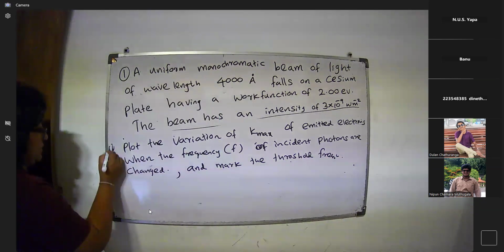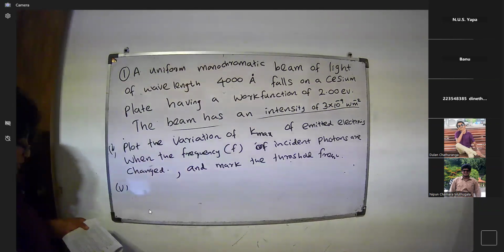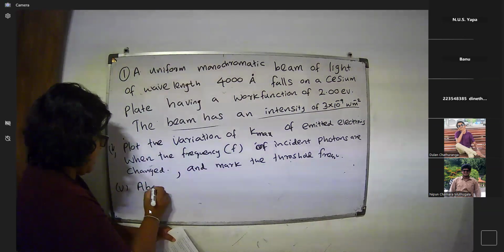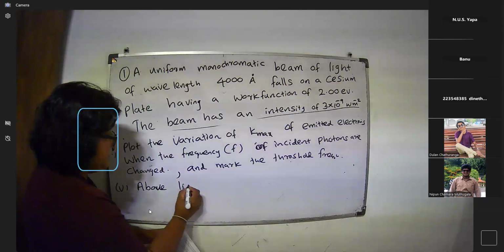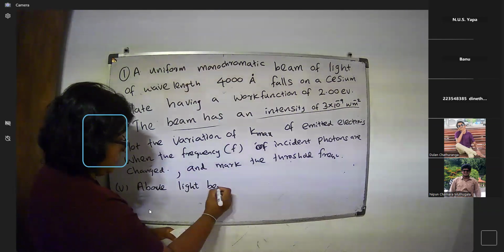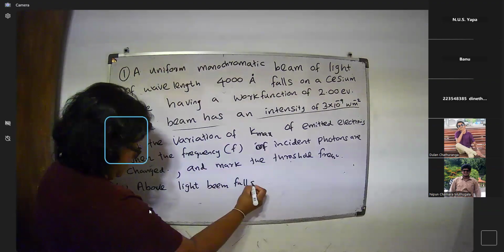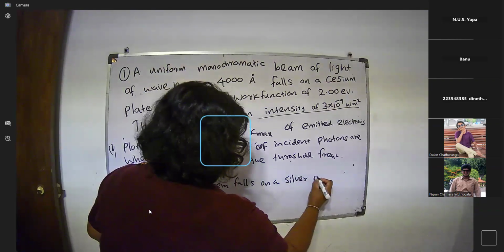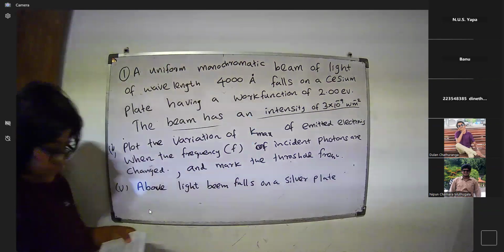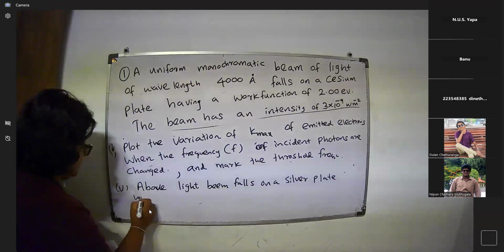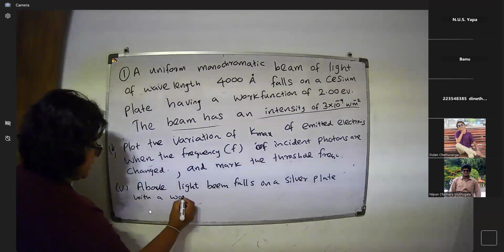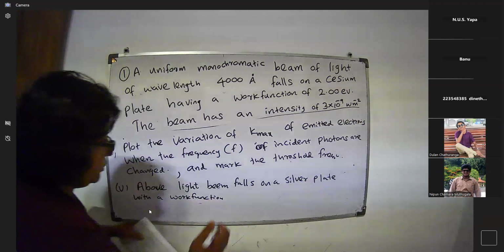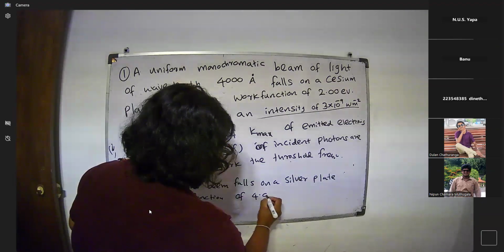In the other question, I will write the last question also. The above light beam falls on a silver plate with a work function of 4 electron volt.